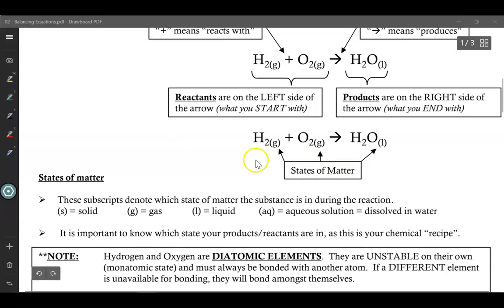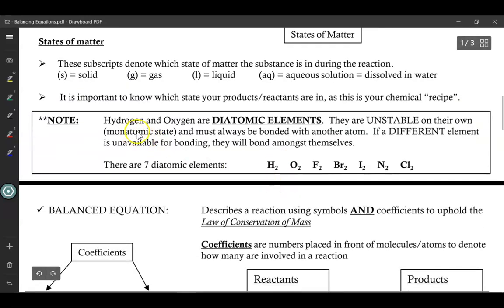Now you may have noticed that I wrote hydrogen as H2 and not just H. I wrote oxygen as O2, not just O. This is because hydrogen and oxygen are diatomic elements. These are elements that are unstable on their own, so in their monatomic state, mono meaning one, atomic meaning atom, so single atom state, and they must always be bonded with another atom. If a different element is unavailable for bonding, they will bond amongst themselves.